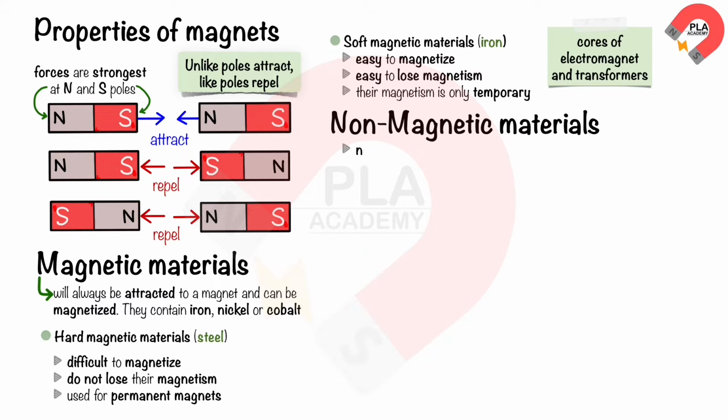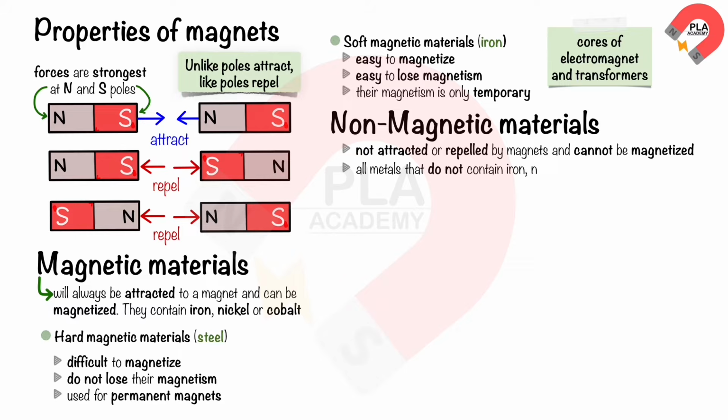Non-magnetic materials are not attracted or repelled by magnets, and cannot be magnetized. They include all metals that do not contain iron, nickel or cobalt, and all non-metals.